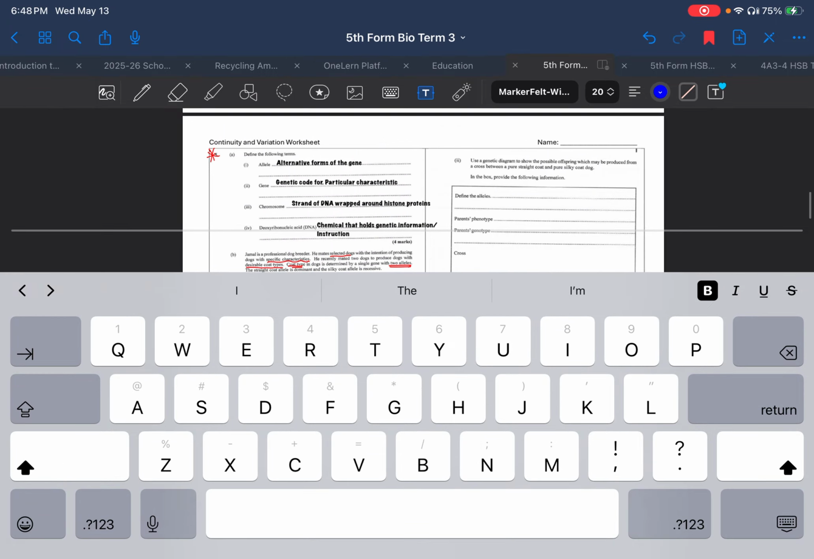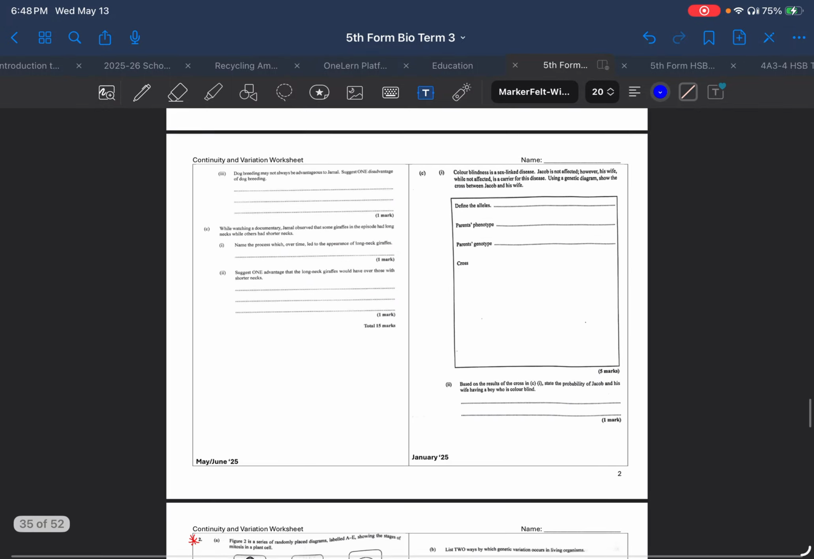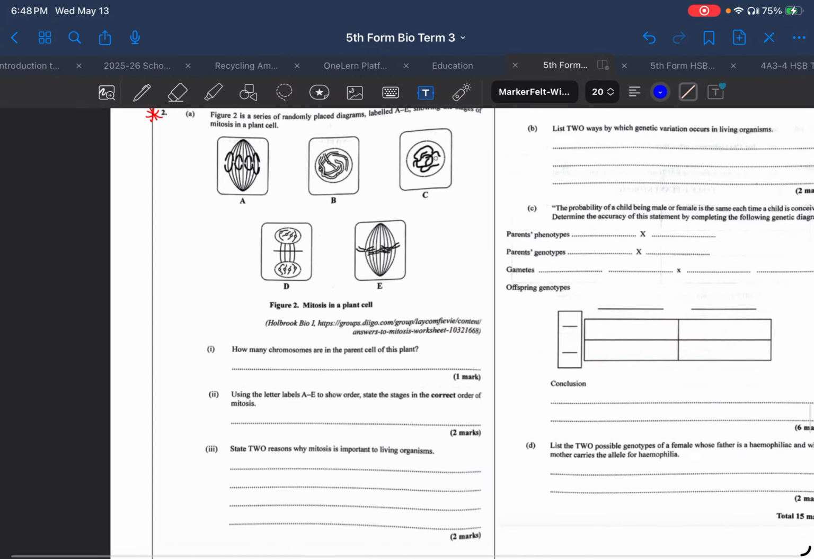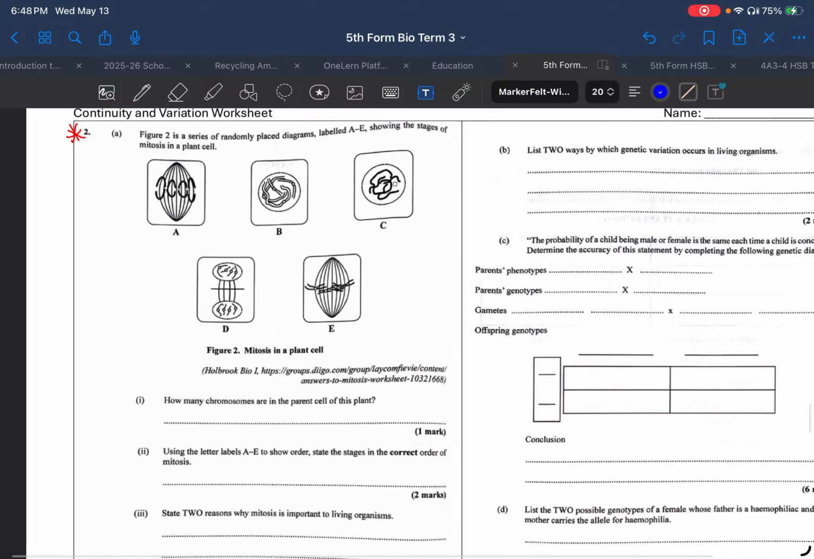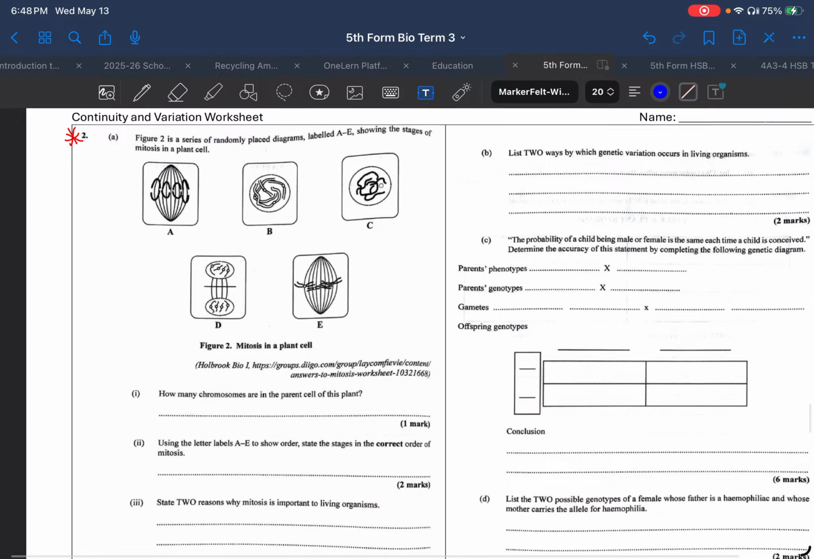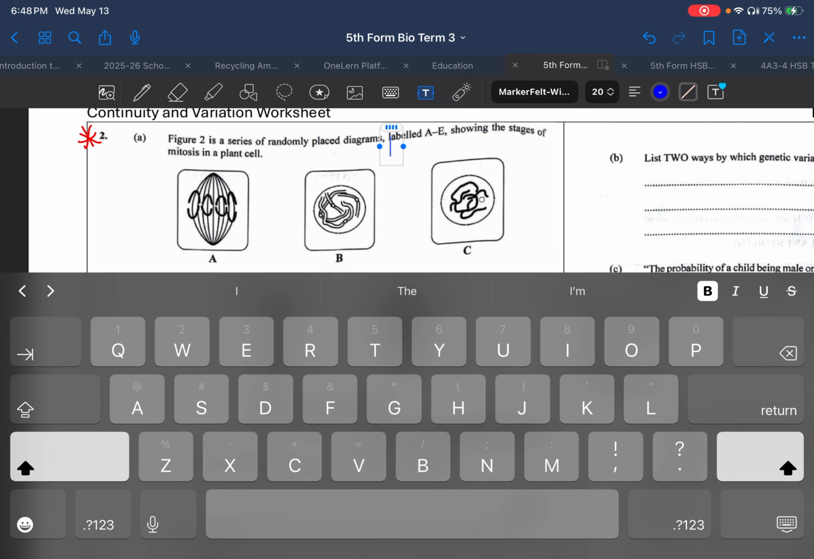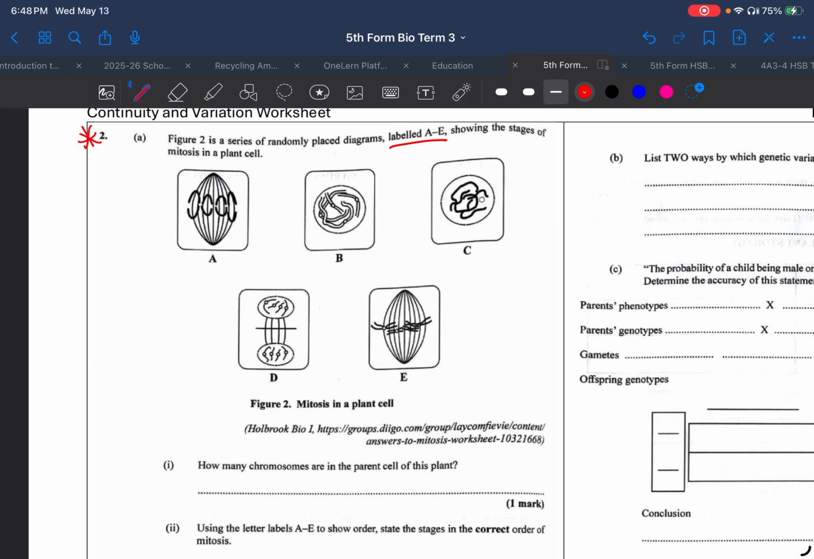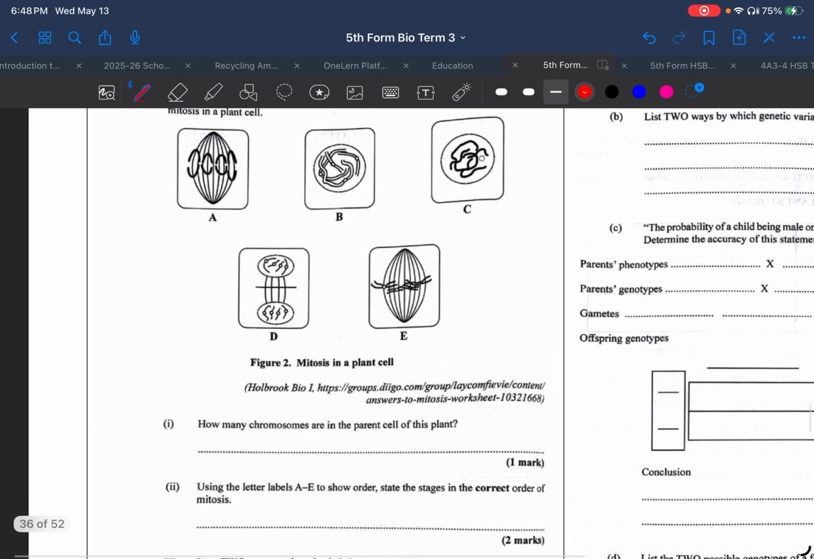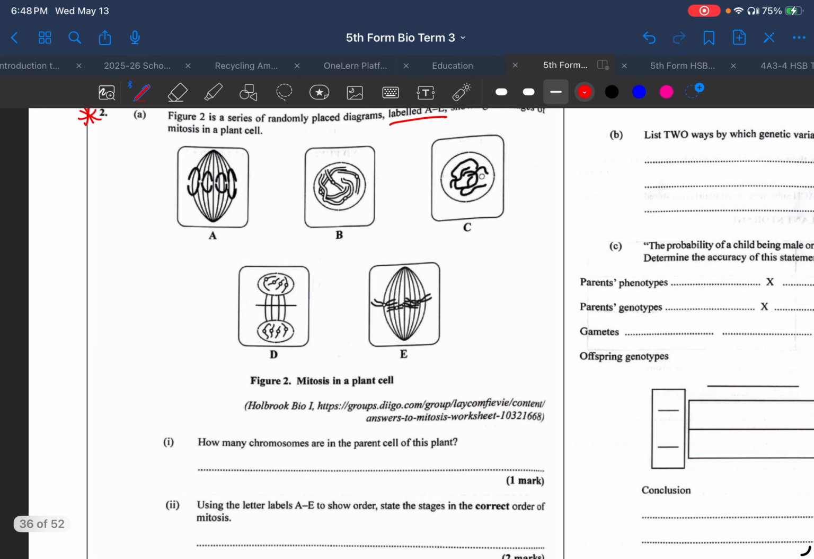Alright, so let's look at another question related to what we just looked at. Figure 2 is a series of randomly placed diagrams labeled A to E, showing the stages of mitosis in a plant cell. As I recommend, whenever you have a diagram, before you jump in and start answering, assess the diagram. See what it is that it's actually showing you.